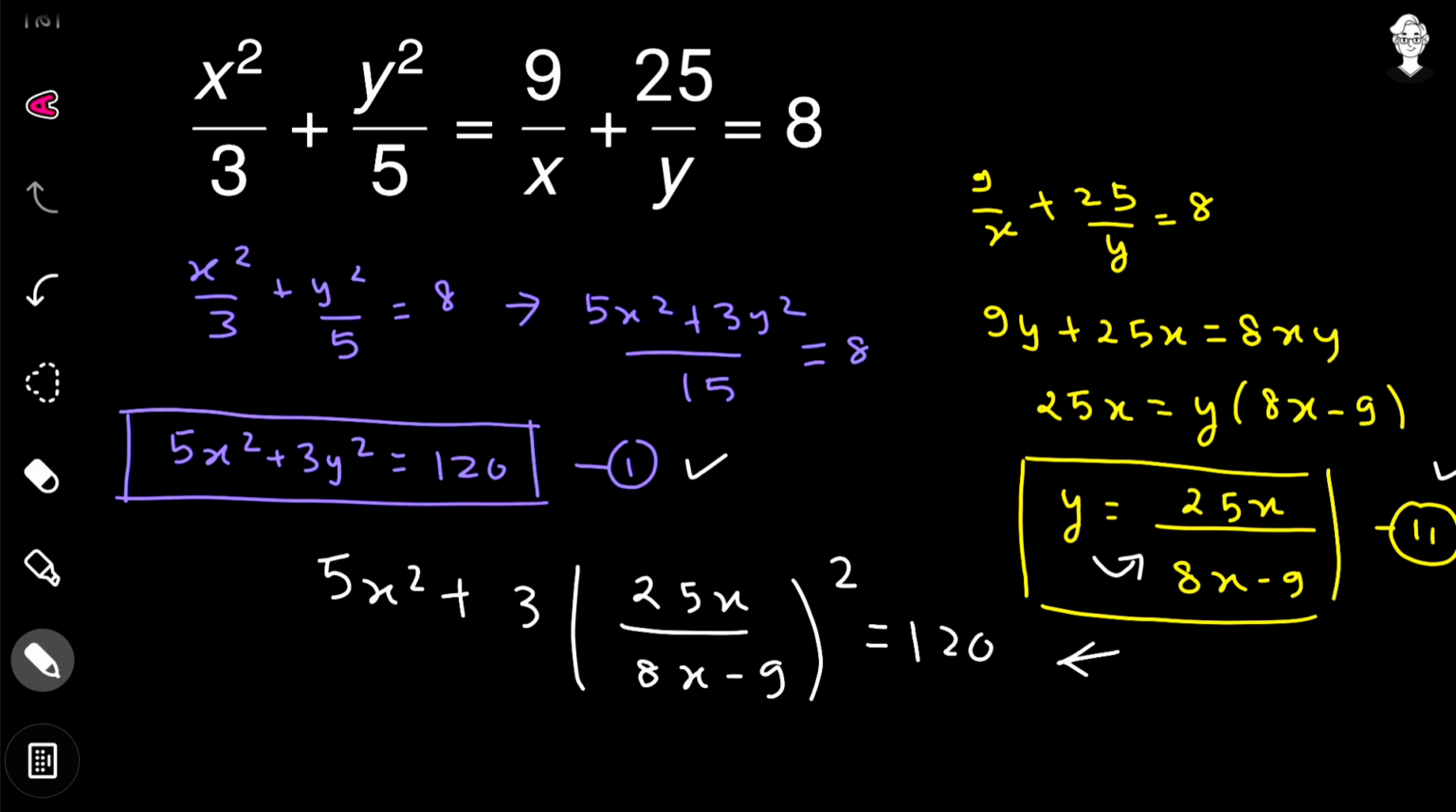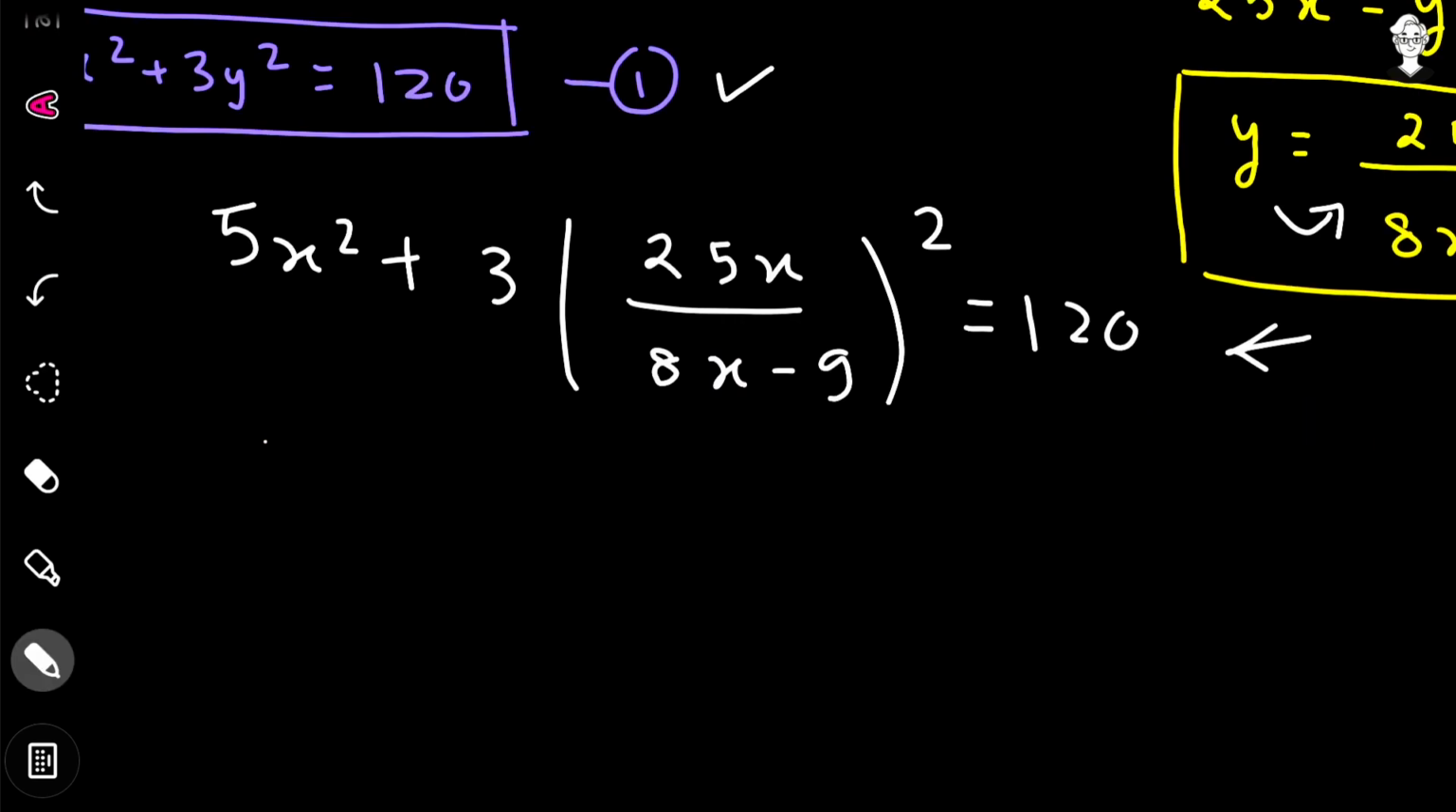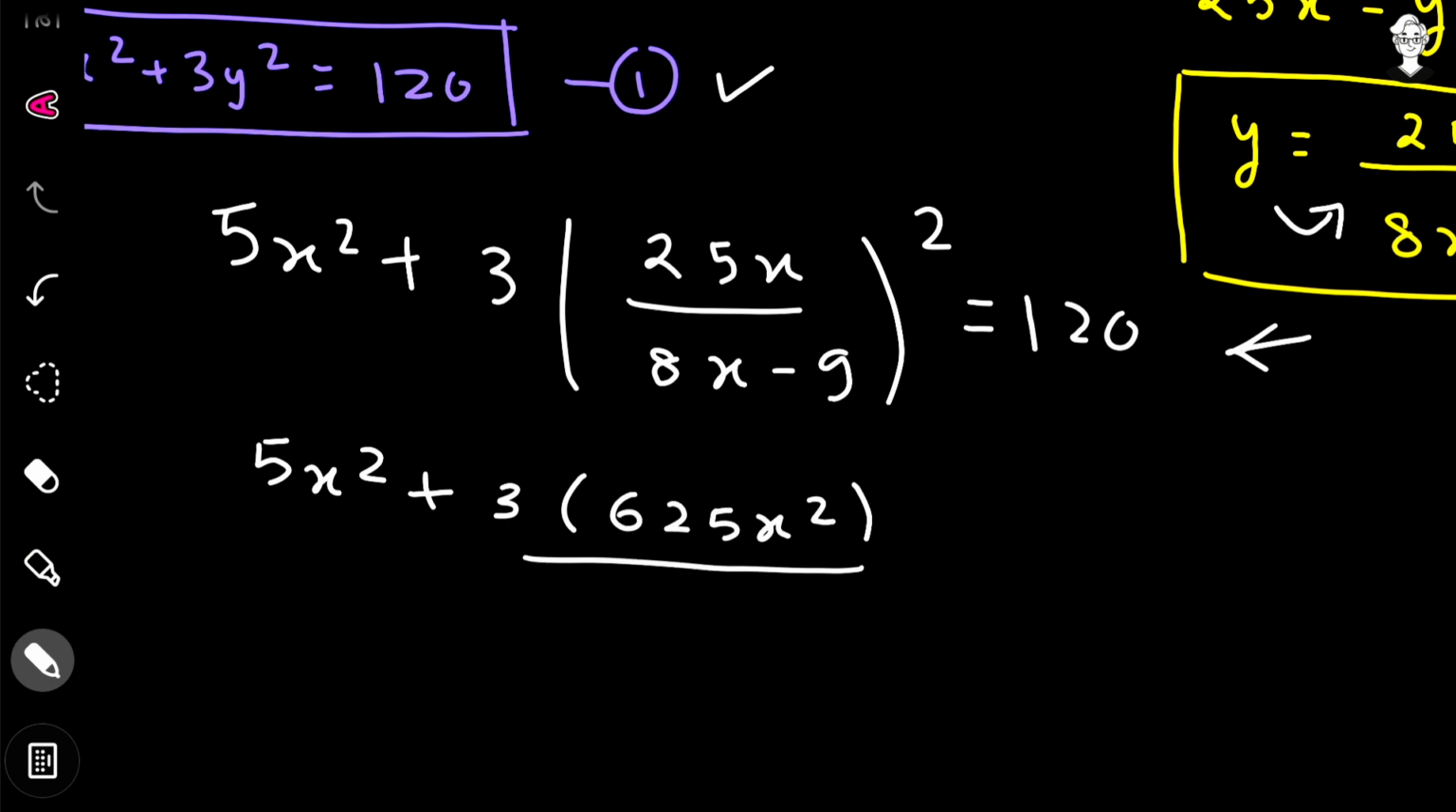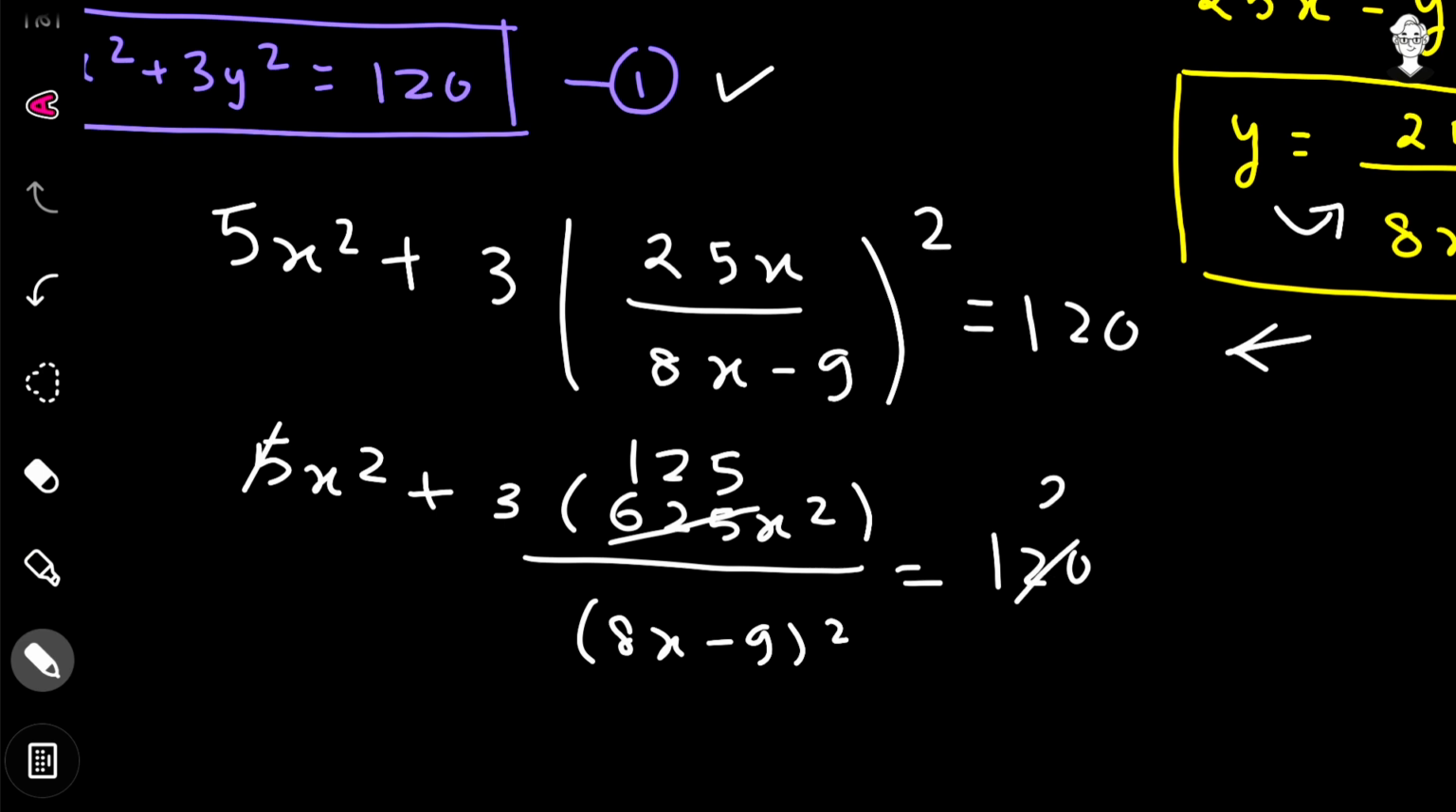So now let us solve for the value of x over here. So now let us open this particular square. So 5x² as it is plus 3 times, now (25x)² will become 625x², and the denominator I will keep as it is, that is (8x minus 9)², and this is going to be equal to 120. So now we can factor out some of the multiples of 5, that is 5 into 1, 5, 625 will become 125 and 120 will become 24.